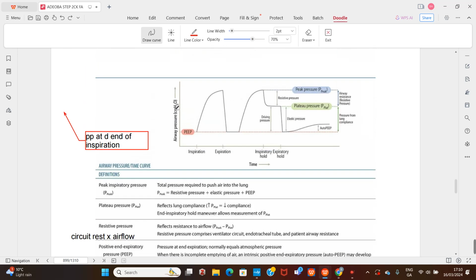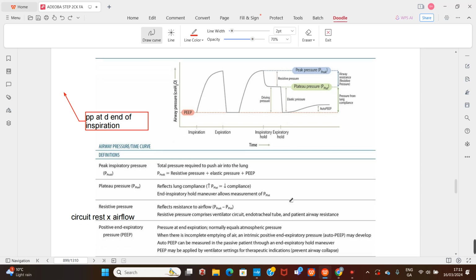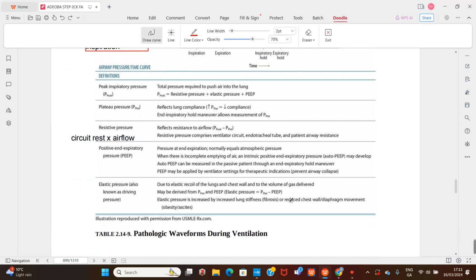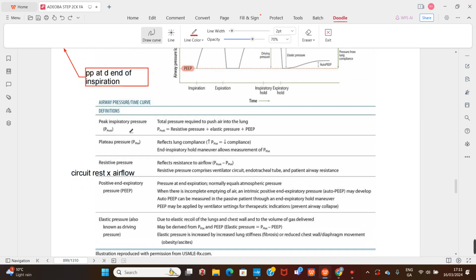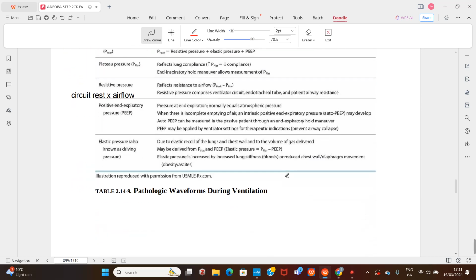You can get it from the graph by looking from here to here. This baseline is your PEEP. So from here to here is going to be your elastic pressure. From here to here is your resistive pressure. The total of everything is your airway pressure, which is our peak inspiratory pressure.